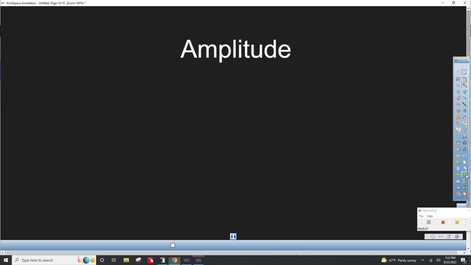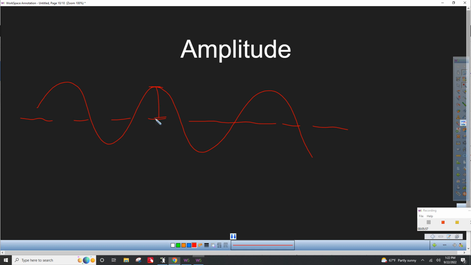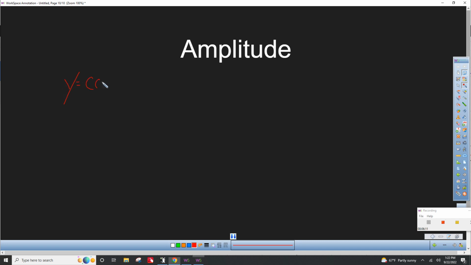Amplitude. Amplitude is the distance between the center of the wave and the height of the wave. So if your wave is like this, oh, that's a terrible wave. But anyway, there's the center of the wave. This right here, that is your amplitude. Okay? So, what's it matter to us? What's the biggest that the cosine of a number can be? 1. The amplitude is 1.